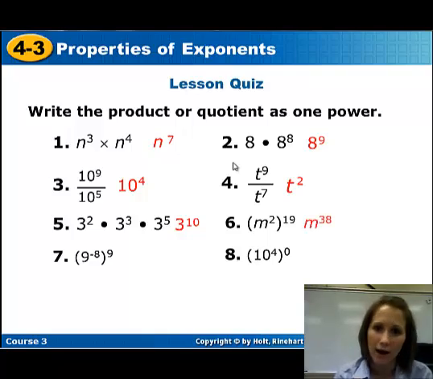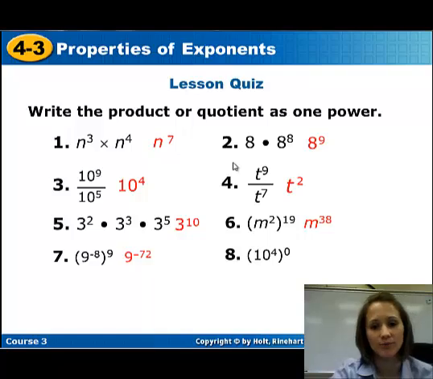This is power of a power. On power of a power, remember we multiply the exponents. So here we get m to the 38th power. Again, power to a power, we multiply negative 8 times 9, and we get negative 72. Power of a power again, 10 raised to the 4th raised to the power of 0.